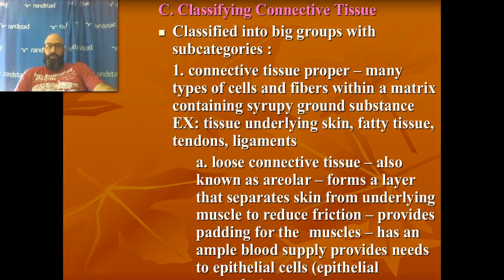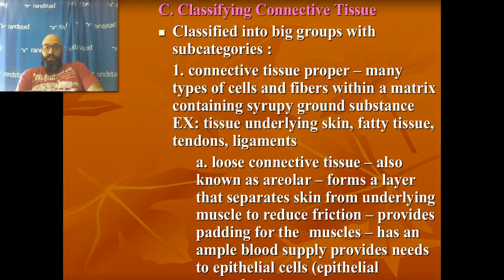The first subcategory is that we have what is called loose connective tissue. This name is ungodly clever. It's actually very loosely put together. But it's also known as areolar tissue. Areolar is the more formal name, but it forms the layer that separates your skin from the underlying muscle.